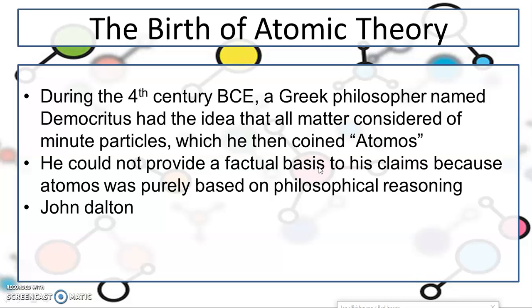So now, the birth of atomic theory. During the 4th century BCE, a Greek philosopher named Democritus had the idea that all matter consists of minute particles, which he then coined atomos. He could not provide a factual basis for his claims because atomos was purely based on philosophical reasoning. And then the second person who studied the theory of the atom is John Dalton.